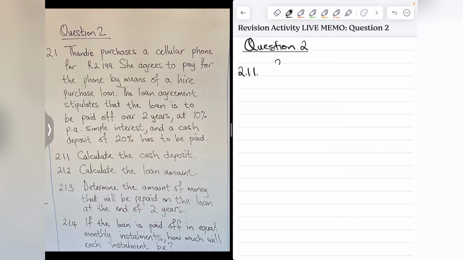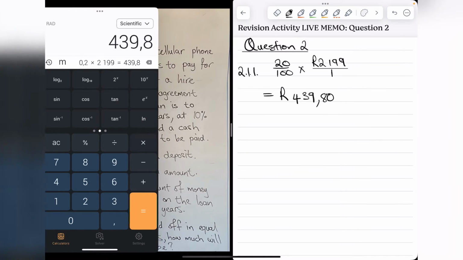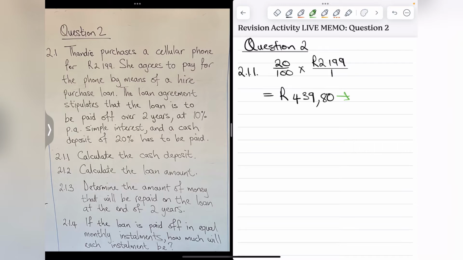So that will be 20 over 100 multiplied by 2,199 Rand over 1. So that of course is 0.2 multiplied by 2,199 Rand, and we get a cash deposit of 439 Rand and 80 cents. That is our cash deposit. Right, so that is 2.1.1 answered.